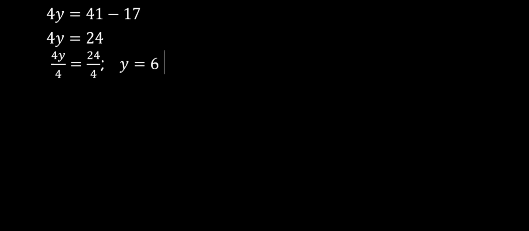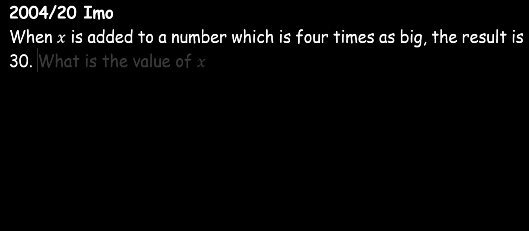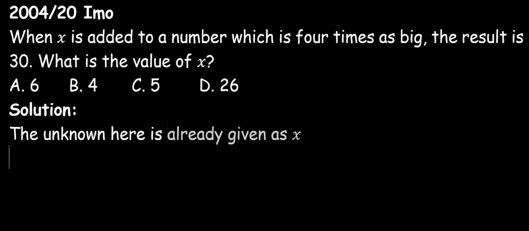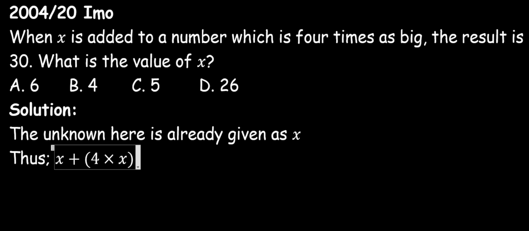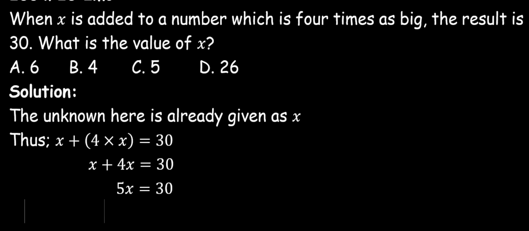Another example. When x is added to a number which is 4 times as big, the result is 30. What is the value of x? The options are given. Solution. The unknown here is already given as x. Thus, x plus, bracket open 4 times x, bracket close, is equal to 30. That is to say, when we open up our bracket, we'll be having x plus 4x is equal to 30. The result is 5x equals 30. Next, we divide both sides by the coefficient of x, which is 5 here. We now have 5x divided by 5 will be equal to 30 divided by 5. And the result is x equals 6.